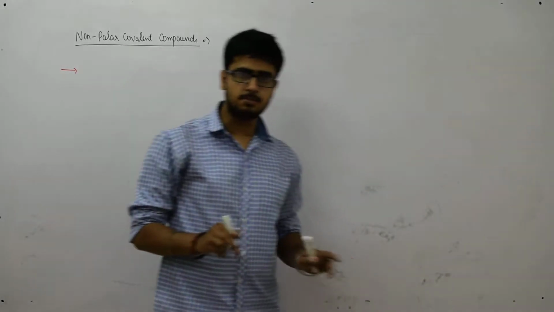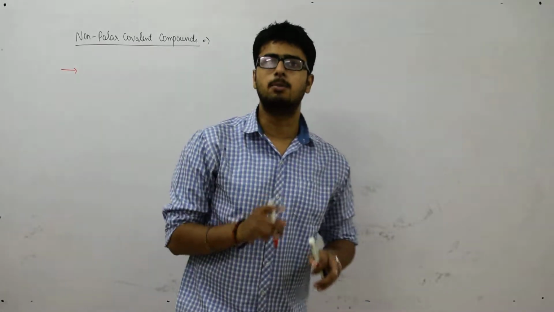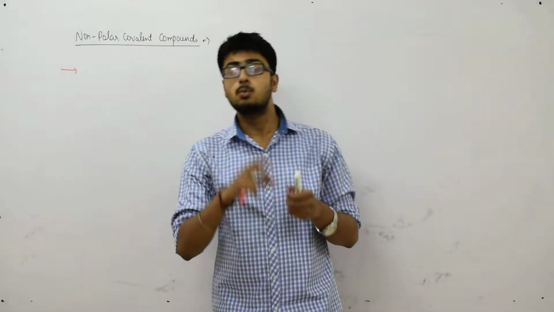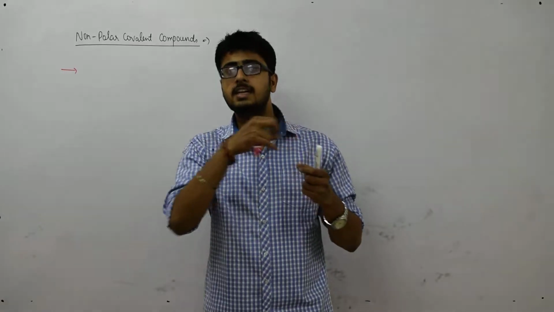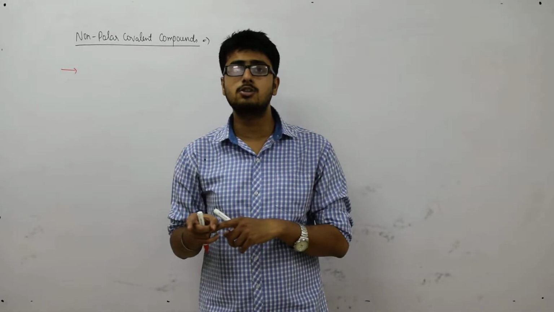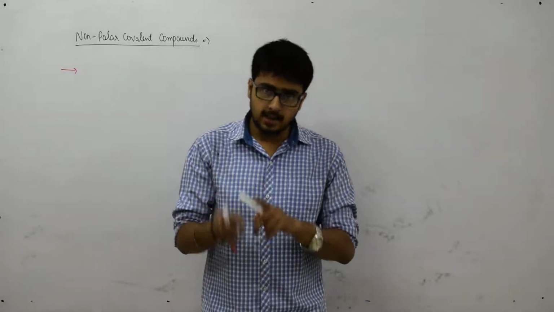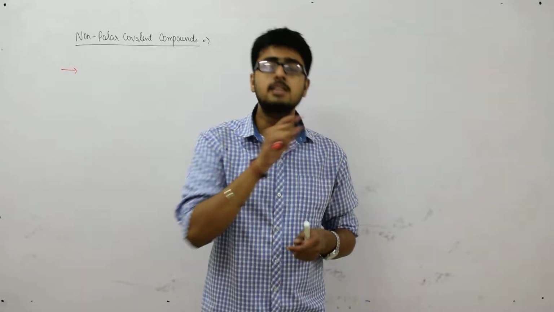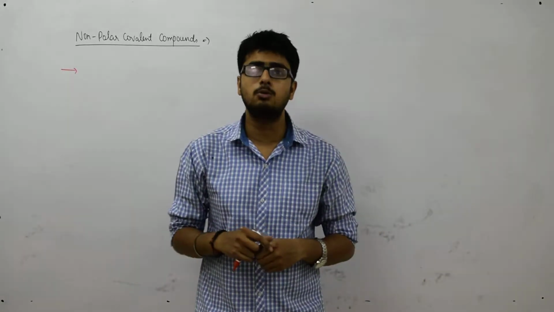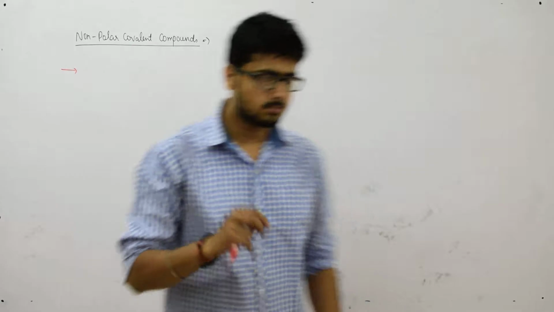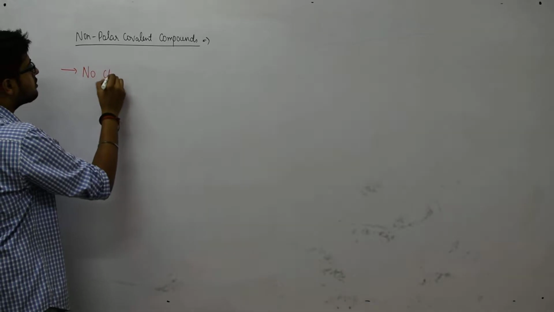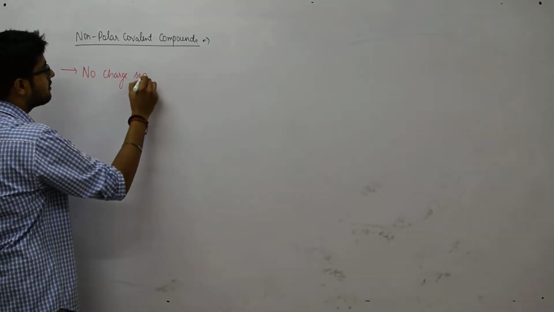the charge separation. In the last example of polar covalent compounds, we saw the process of charge separation. Charge separation was a process wherein the more electronegative atom was attracting the shared pair of electrons. As a result, there was a high concentration of electrons on the more electronegative atom and a lesser concentration of electrons on the less electronegative atom. So this separation of electron cloud was termed charge separation. So the first thing is, in a non-polar covalent compound, there is no process of charge separation.